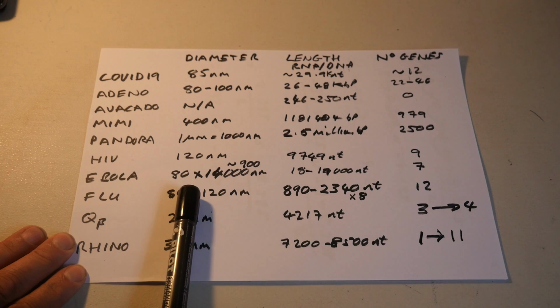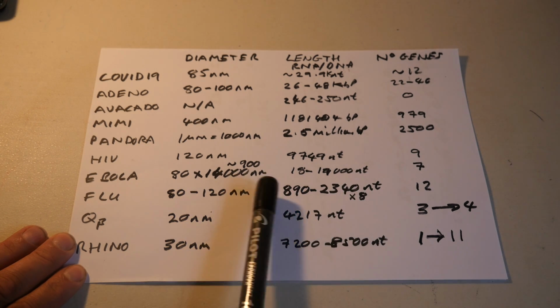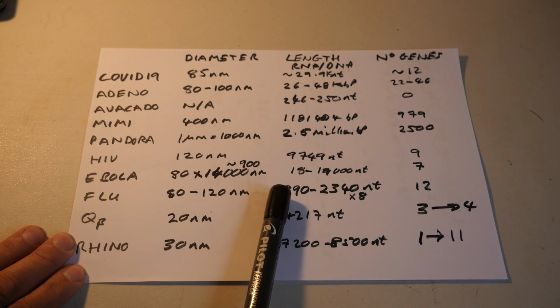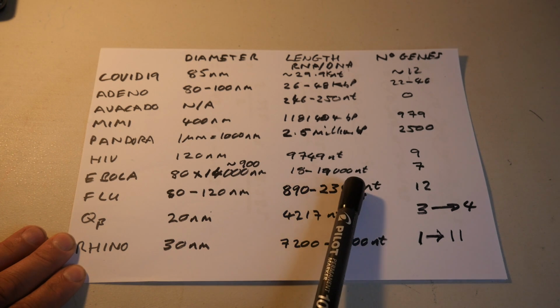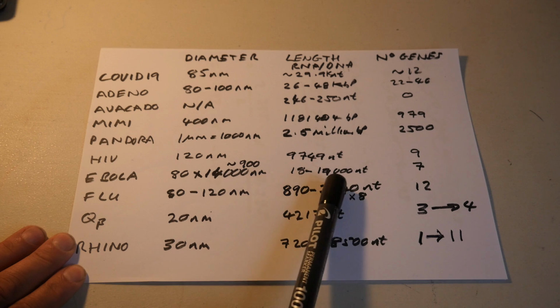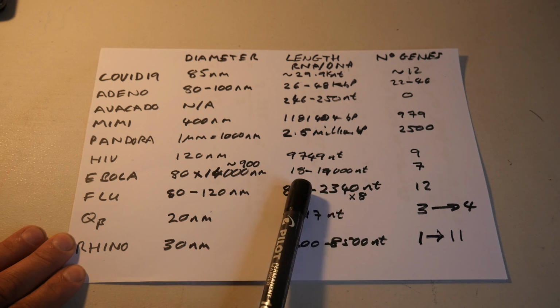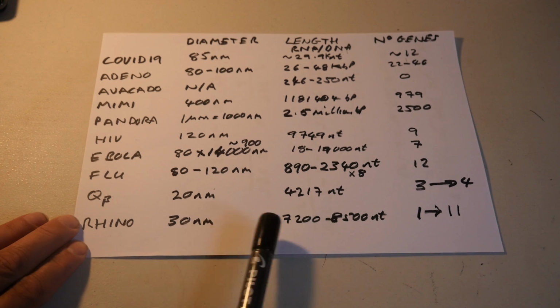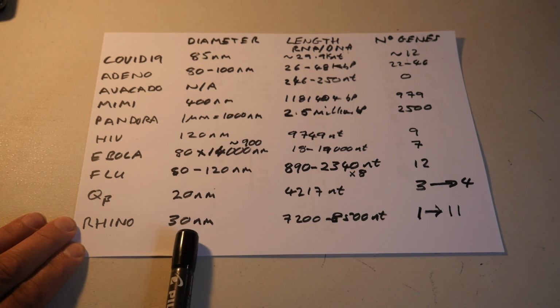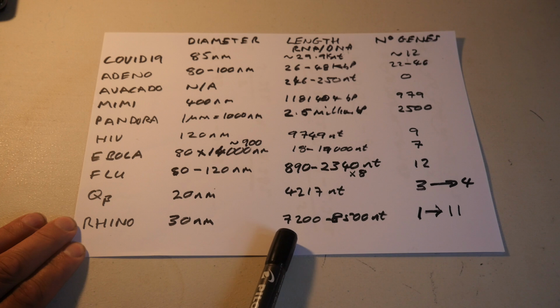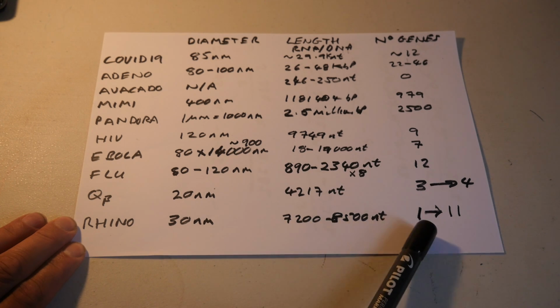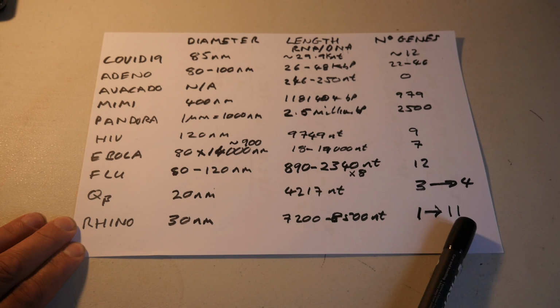It's very long and thin, up to about 14,000 nanometers, average about 900 times 80. About 18,000 to 19,000 nucleotides. It's quite long, and it has 7 genes. The rhinovirus that causes colds is quite small, 30 nanometers, about 7,200 to 8,500 nucleotides. It's RNA, and this means one gene makes 11 proteins.